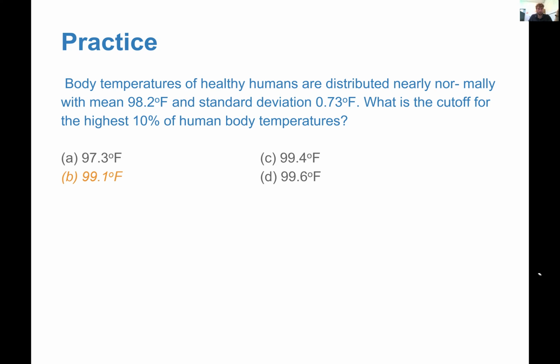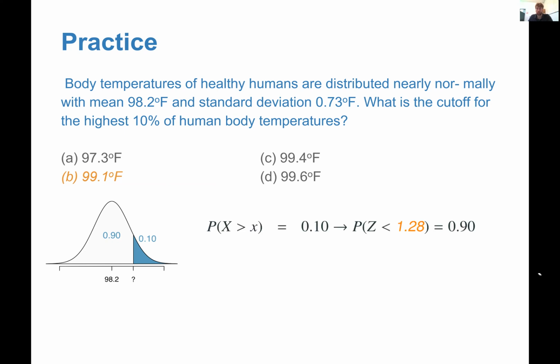Let's talk about the reason why. Start off with this normal curve. We're looking for the top 10% of body temperatures. So then we've got to find the z-score. You do your backwards lookup. Well, first, we're not even ready for the backwards lookup, because what percentile does 10% on the top stand for? It's 90% on the bottom.